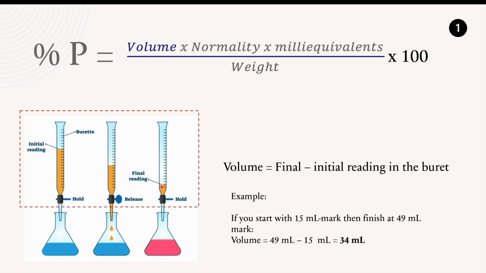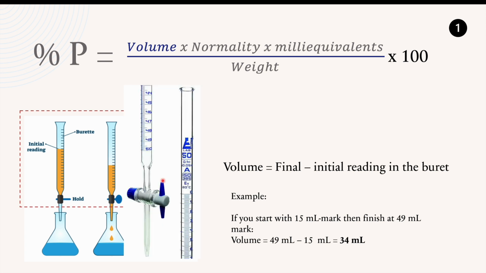Okay, and you have to be aware. This is your burette, and you would notice that the markings are increasing, right? On the very first, this is 0, 1, 2, 3, 4, until it goes to 50. So when you try to solve for the volume consumed, it should be final minus initial. For example, you start with the 15 ml mark, up here, and then you finish around here, the bottom, 49. So 49 is the mark, minus 15, you get 34.